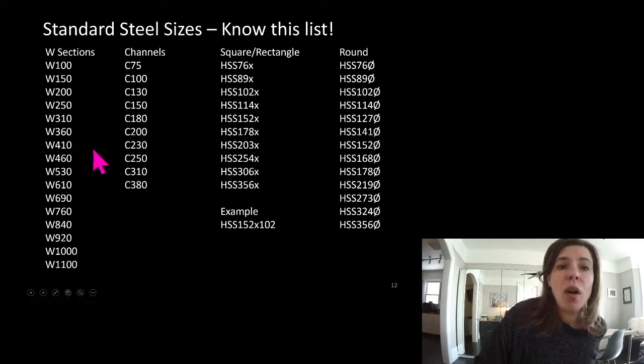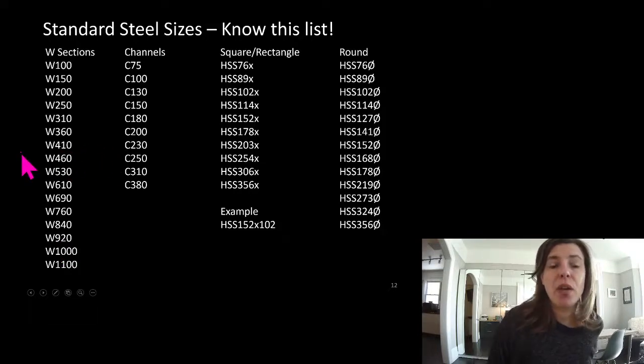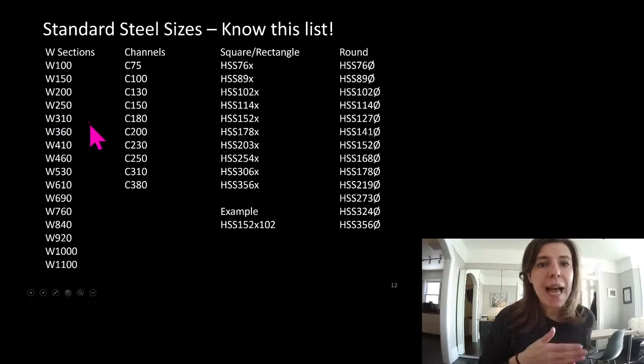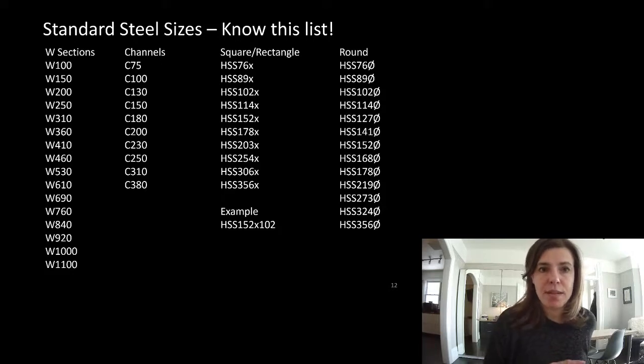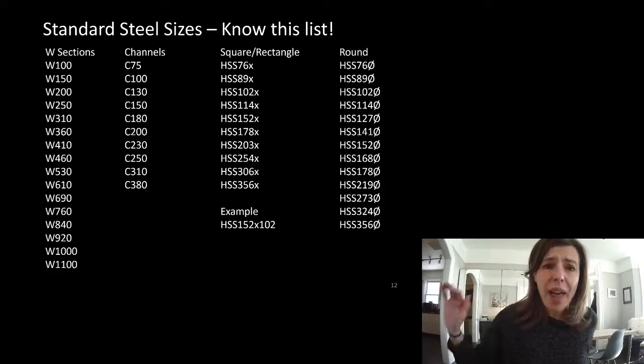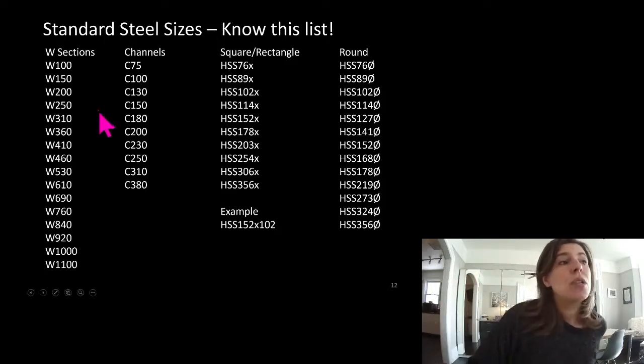You're not going to know the rest of the information that goes with this. So I am not looking for W310 by 39 because that does not mean anything based on these sizing guidelines. That is something we will figure out how to do next year. So if I am asking you for a depth, these are the things I'm looking for that are here on this page.